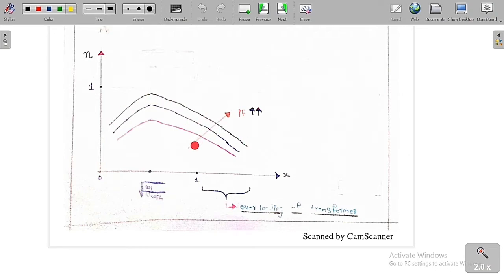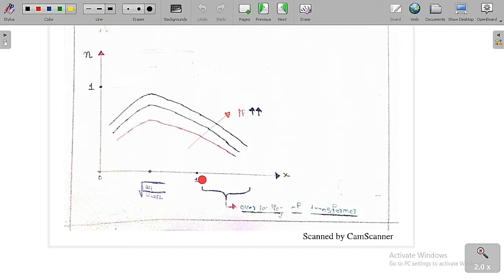So we can say that the efficiency of a transformer is a function of the fraction of the load and also the power factor. So if you increase the power factor, this graph is going to get shifted higher and higher, but the occurrence of the maximum efficiency is always fixed. This value is always fixed, which is equal to the square root of the iron loss over the copper loss at full load.